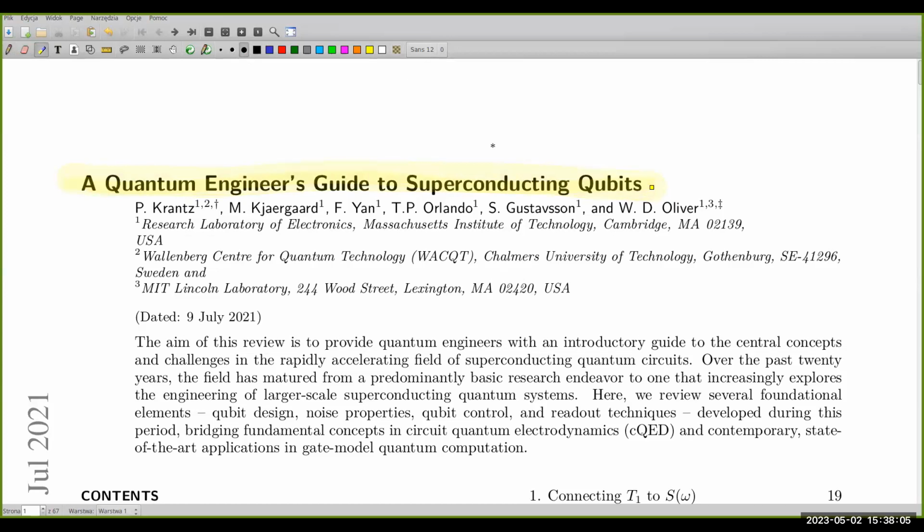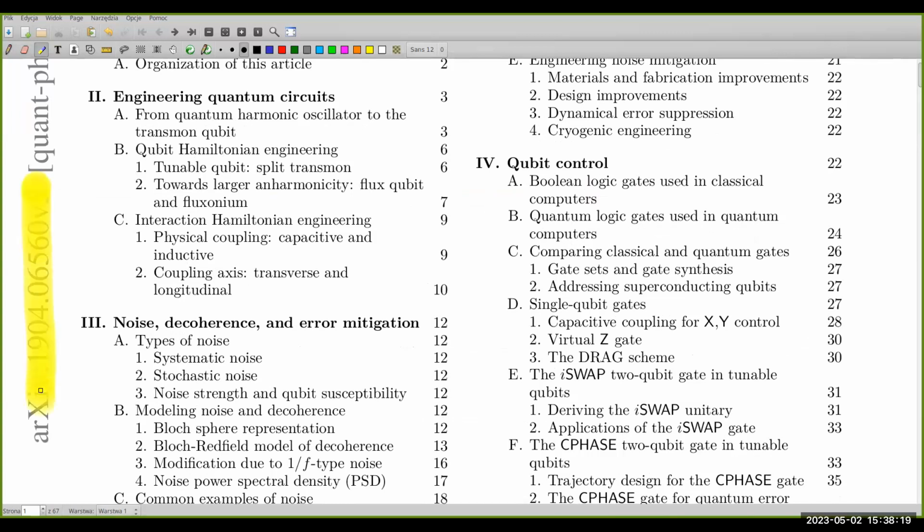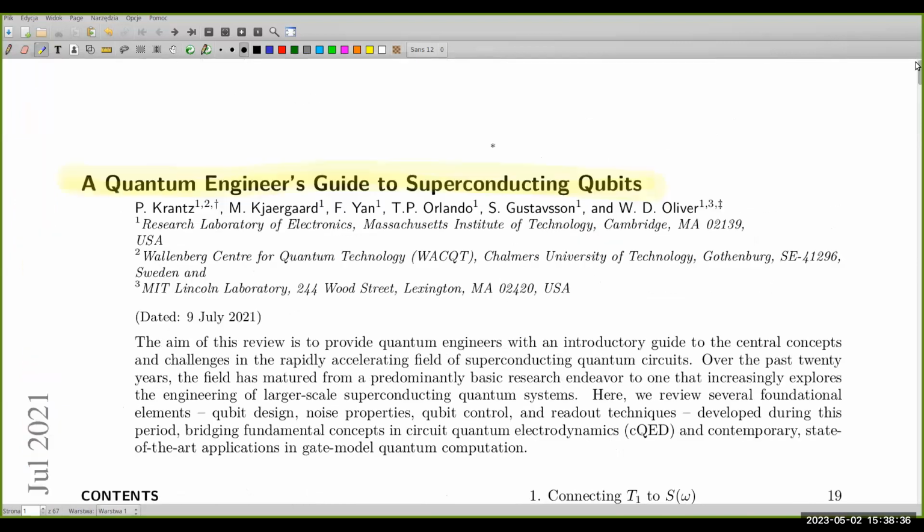There are other reviews that one can consider, but I like this one, so that's why we are doing this one today. There's the arXiv link here, which will be posted also together with the video. It's 1904.06560, so you can find it easily on the arXiv.